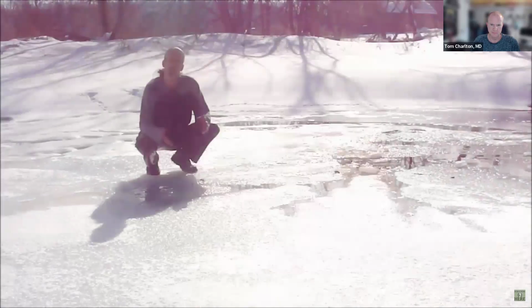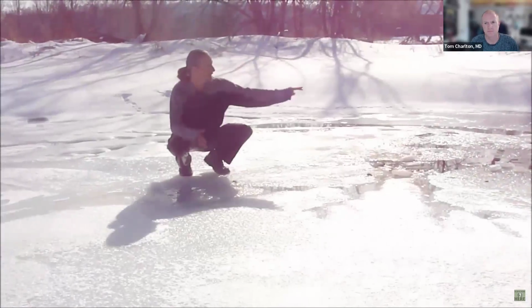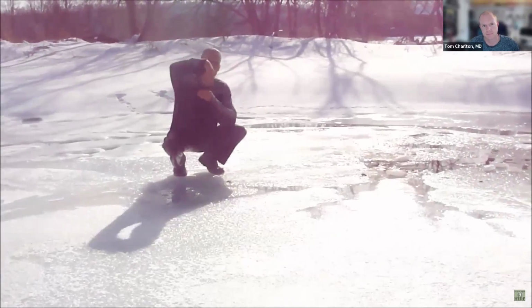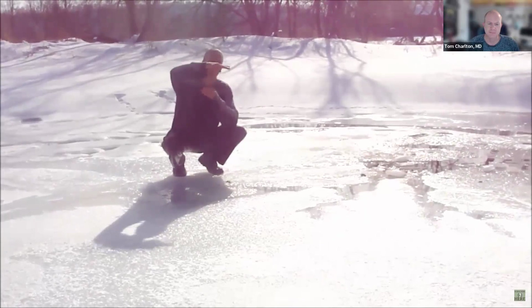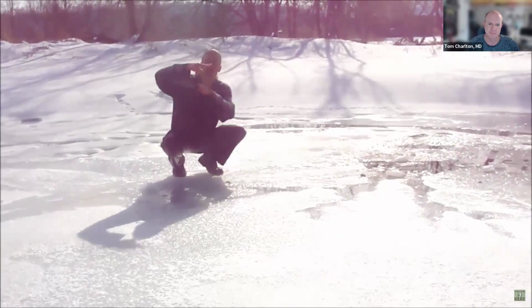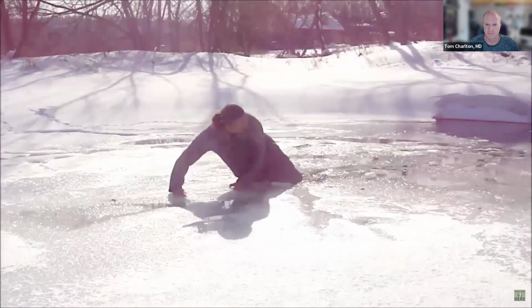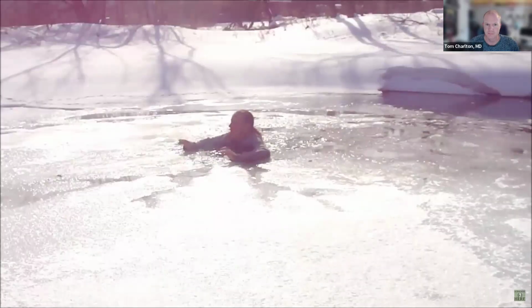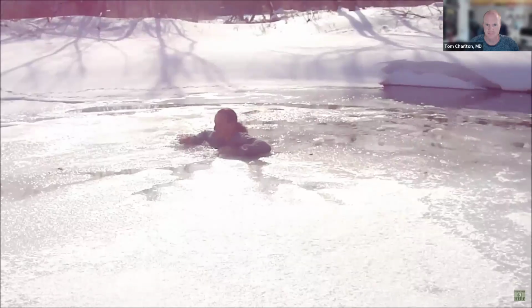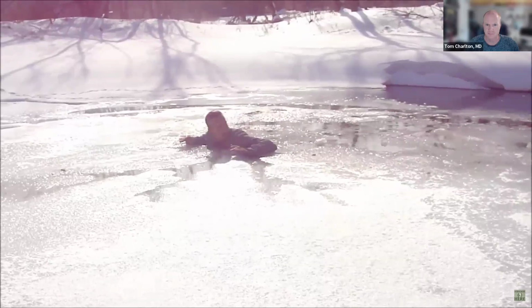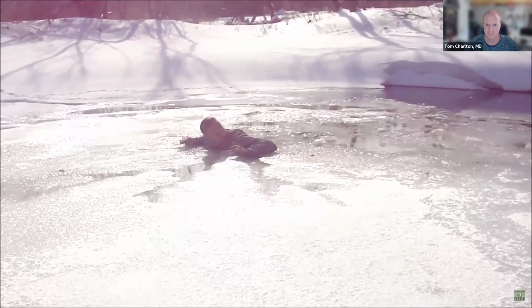So I'm going to go in again just to show from a different angle that kicking. So again, we're kicking our feet, raising them out behind us, and then kicking forward off the ice. So kicking my feet until they come up behind.